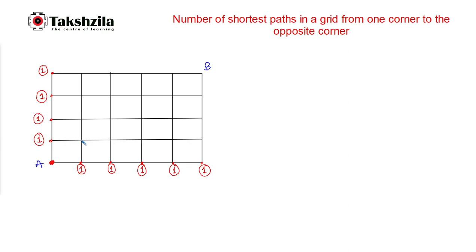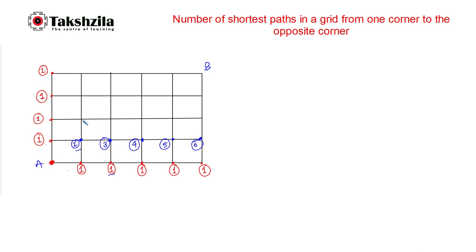So to reach this point, how many different paths can a person have? 1 plus 1, 2. To reach this point, 2 plus 1, 3. To reach this point, there are going to be 3 plus 1, 4 ways. To reach this point, there are 5 ways. To reach this point, 5 plus 1, 6 ways.